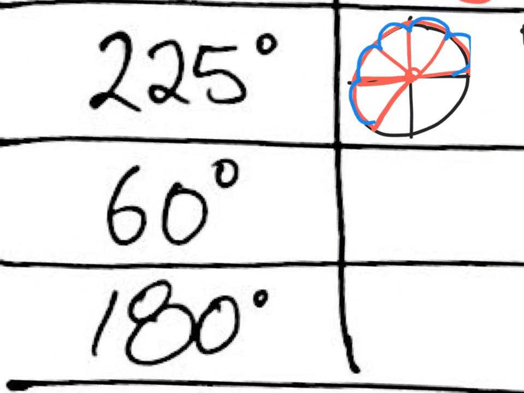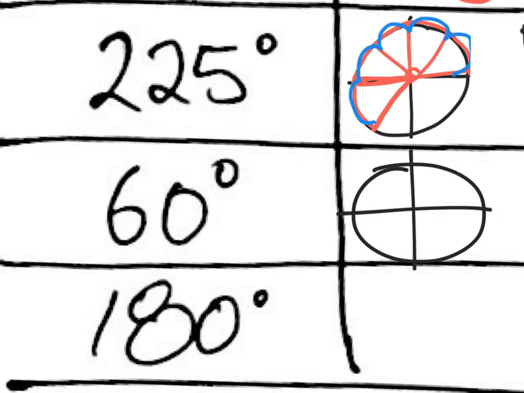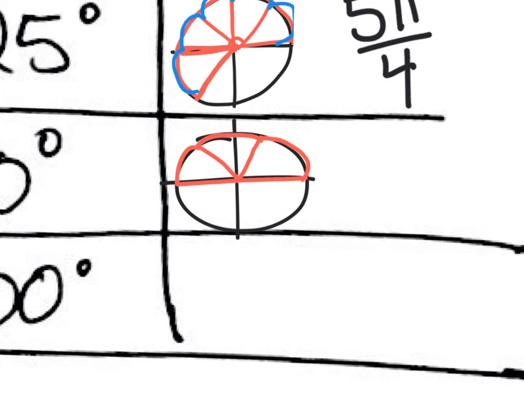You can handle it. Alright, 60 degrees. Here's our circle. 60 degrees is like this. And so do you see how we have split? That's 1/3, and 1/3, and 1/3. So the 60 degrees would be 1/3 of a pi, and we call that pi over 3.